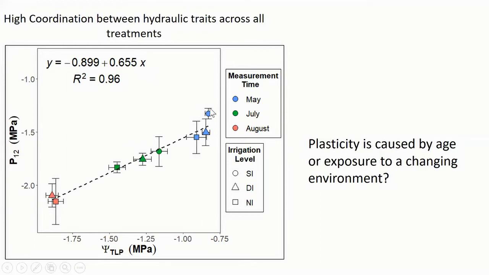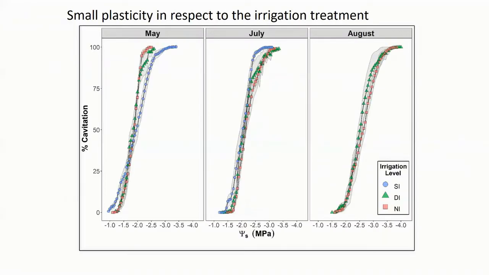So the points are clustered by color. Color is the different dates. All the points of May are kind of the same, one near the other, and July are one near the other, and August one near the others. There's not much difference between the different treatments. SI is the super irrigation, DI is the deficit irrigation, and ANI is the non-irrigated plants. So there's not much difference between them, and I can show it to you in another way.